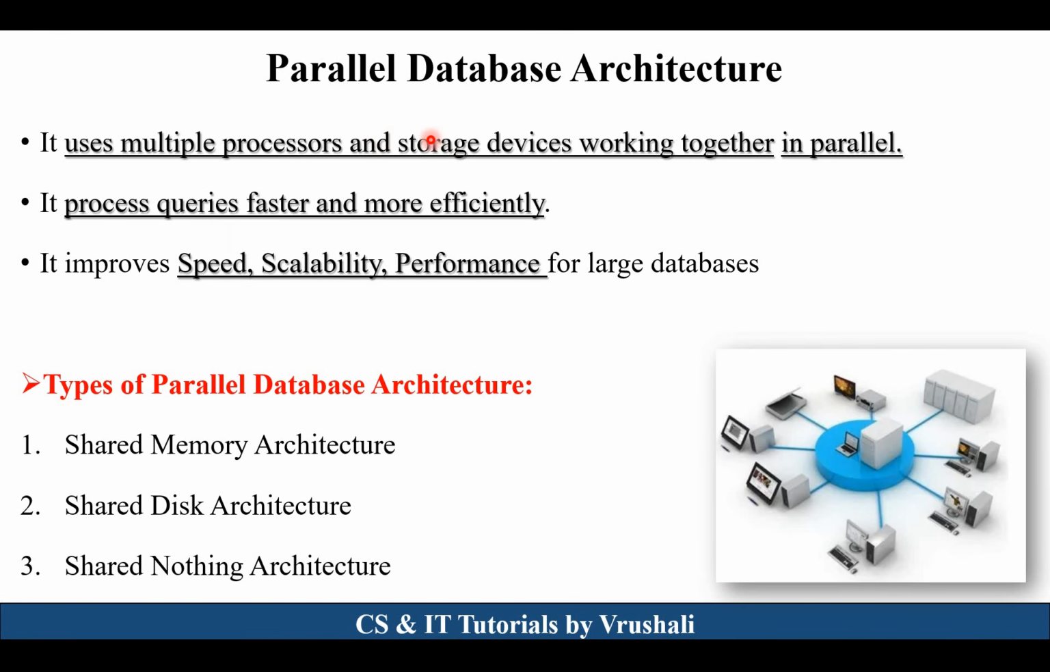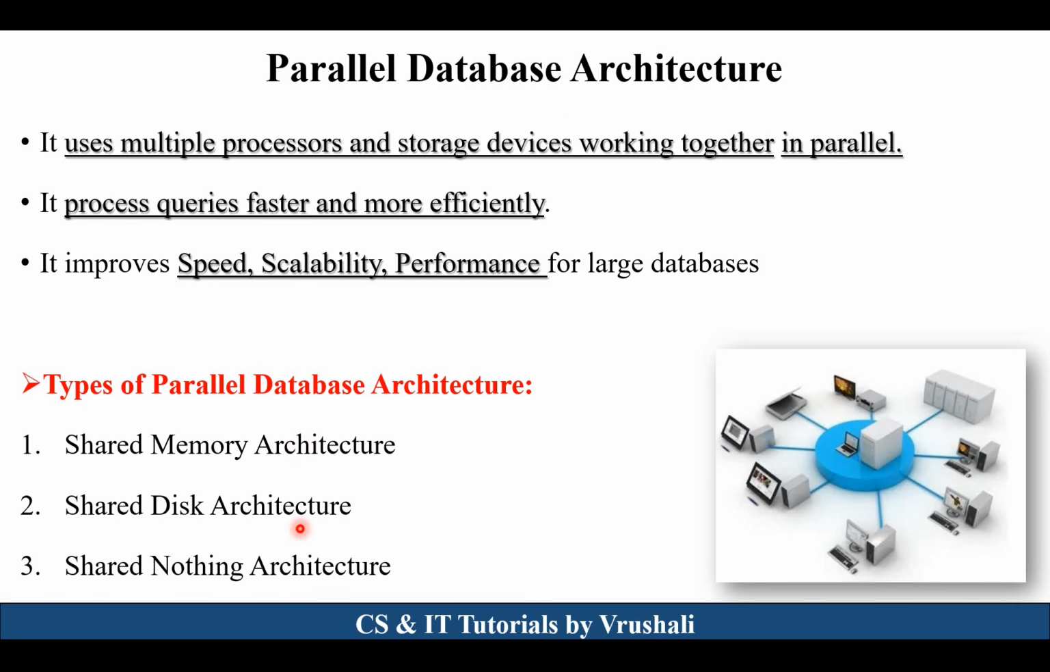Now, the first point is what exactly parallel database architecture is. The name suggests that parallel means multiple processors and multiple storage devices are working together in parallel, which is called parallel database architecture. This architecture improves speed, scalability, and performance of large databases. As a result, they provide faster and more efficient performance.